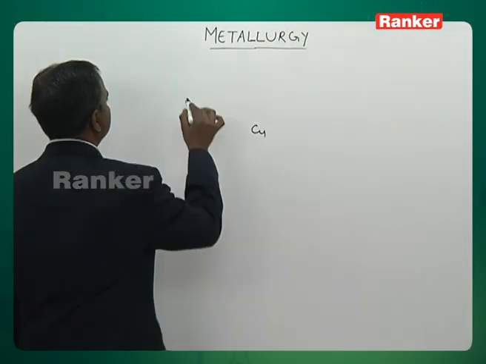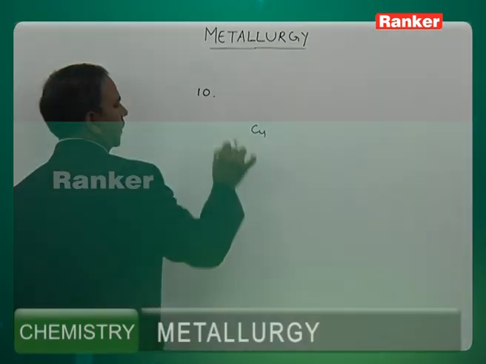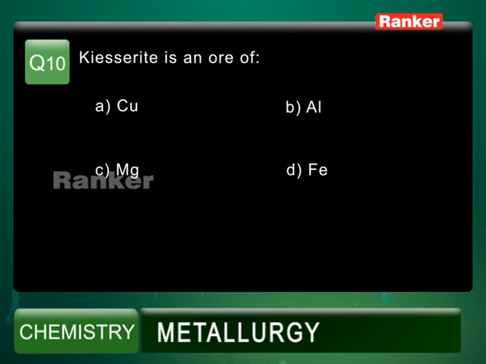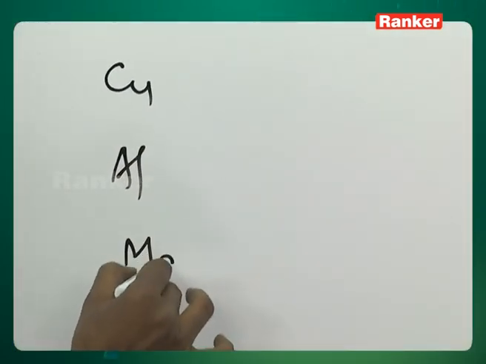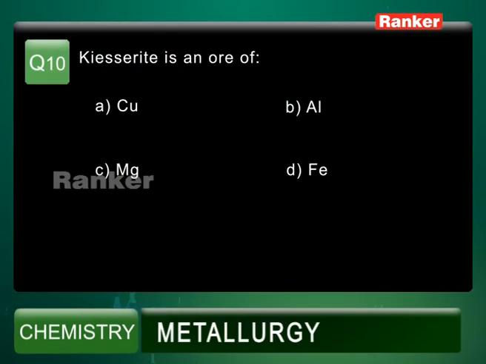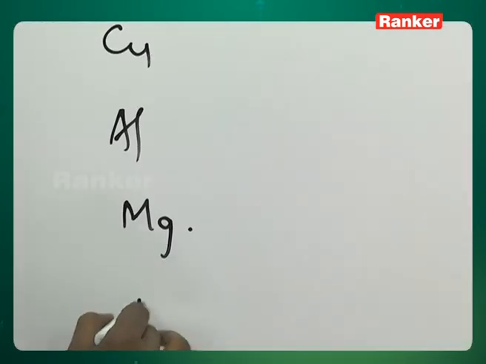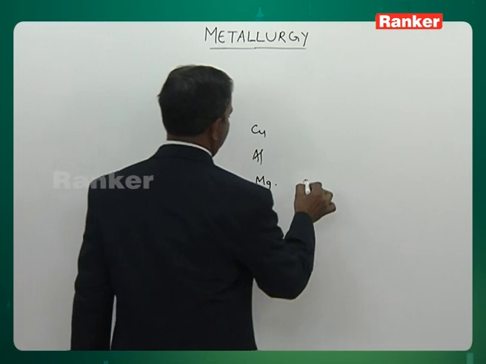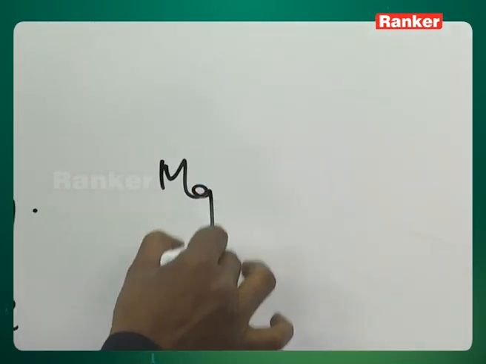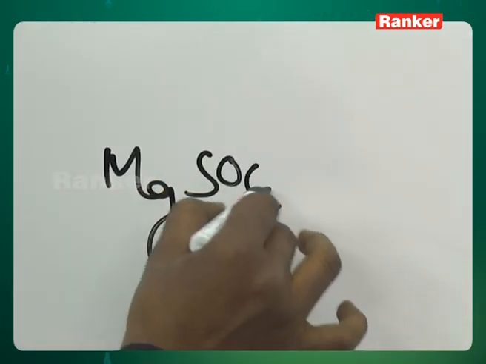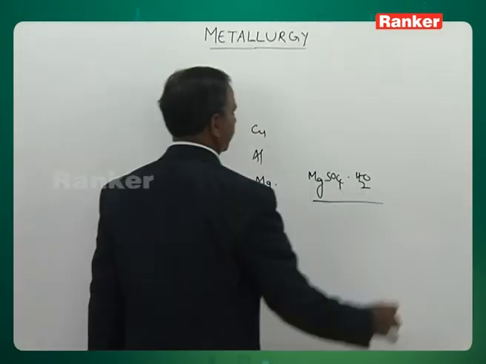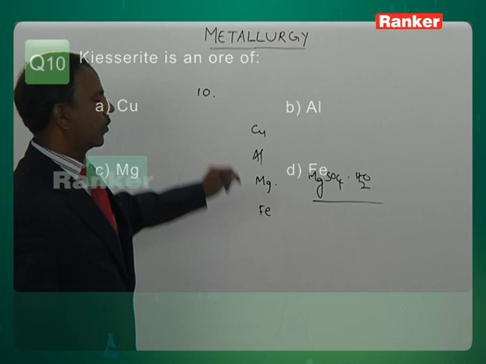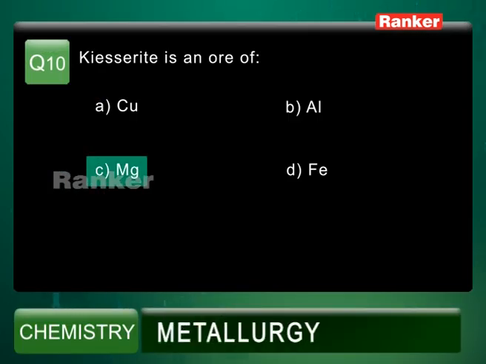Question number 10, kieserite is an ore of copper, aluminium, magnesium and iron. Kieserite is actually magnesium sulphate with a single water molecule. This is what we call kieserite. So, question number 10, kieserite is an ore of magnesium. Therefore, answer is C.